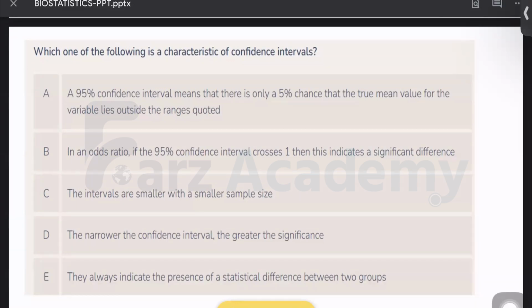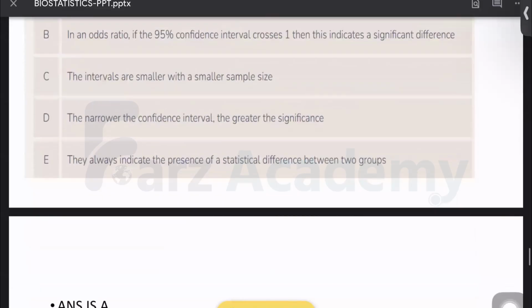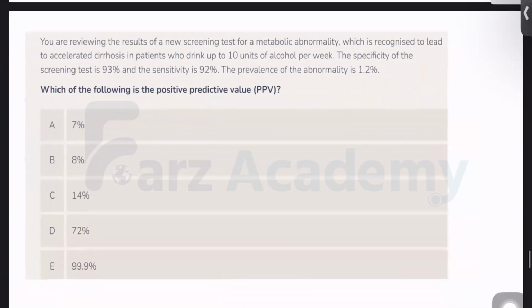Yes, anyone? Option A. Very good. A. Very good. Next.